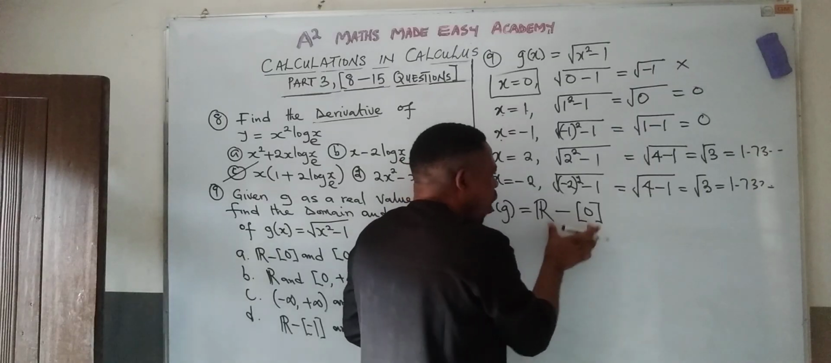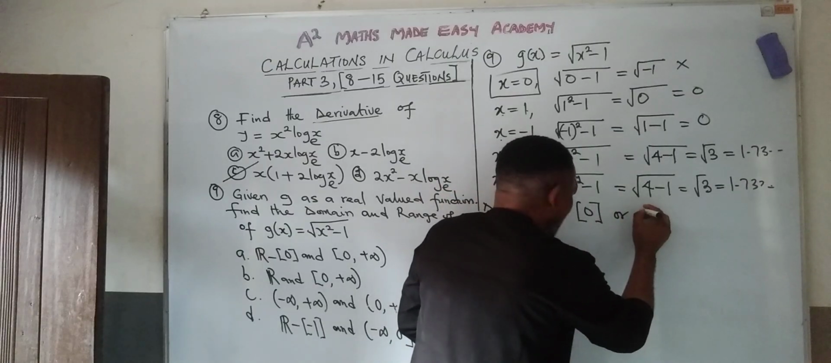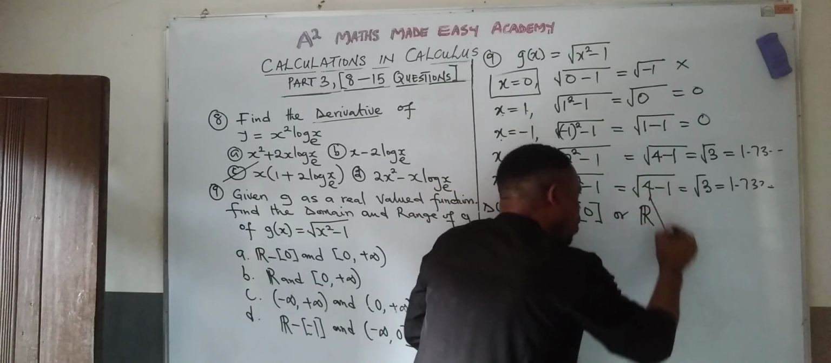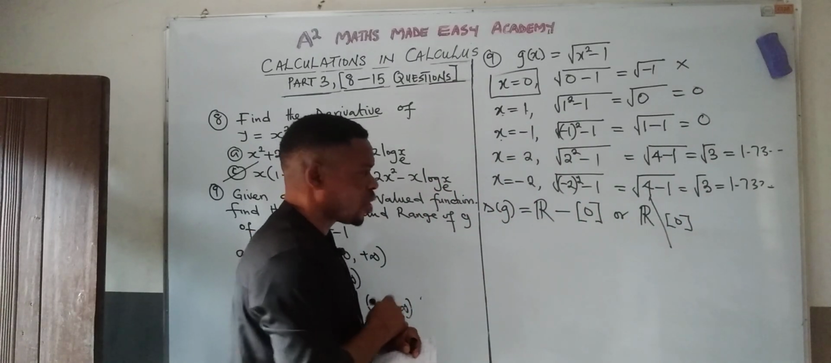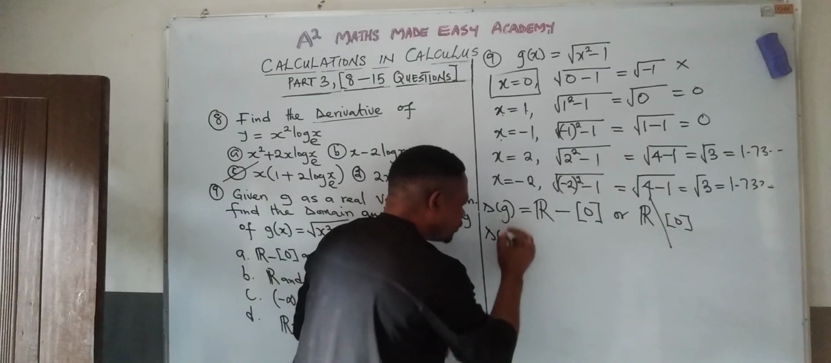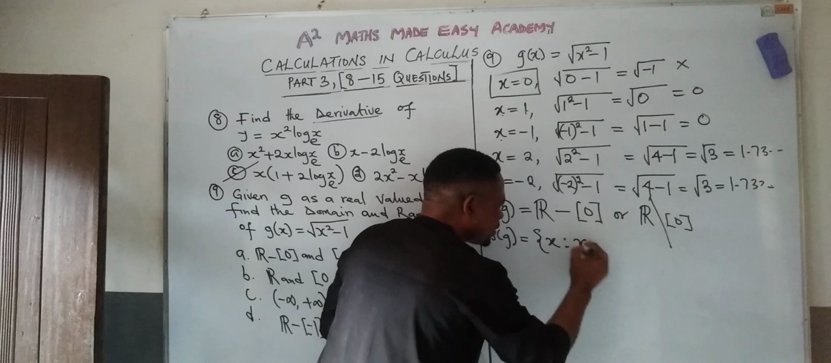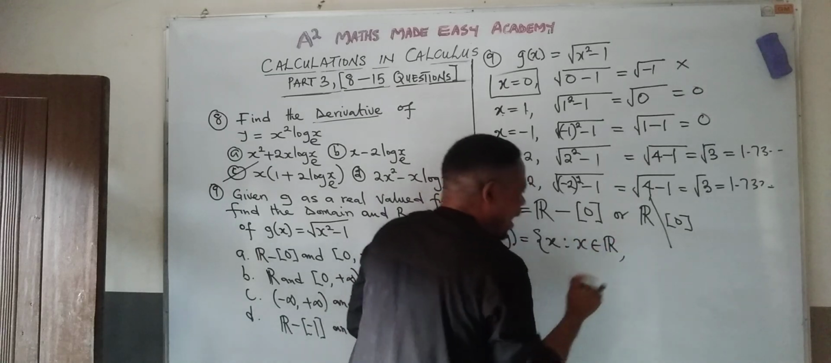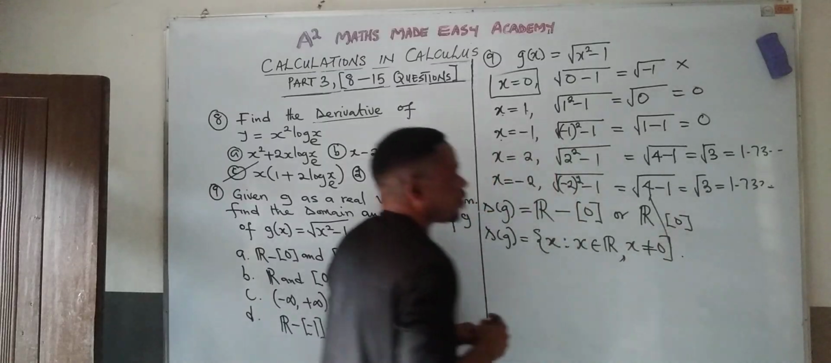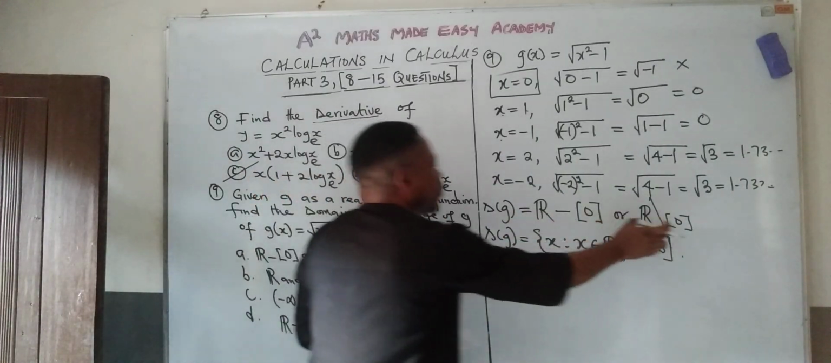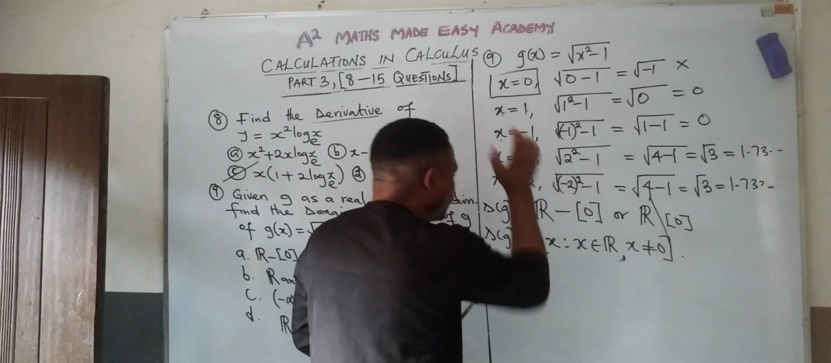Am I communicating? Or another way of writing this, you can say it is what? A set of real numbers, not 0. Am I communicating like this? It's still allowed. Or I can say the domain of G is set of what? X, such that x is a member of real numbers and x is not equal to 0. Have I made myself clear? Now, these are the three basic ways you can approach it. Am I communicating?